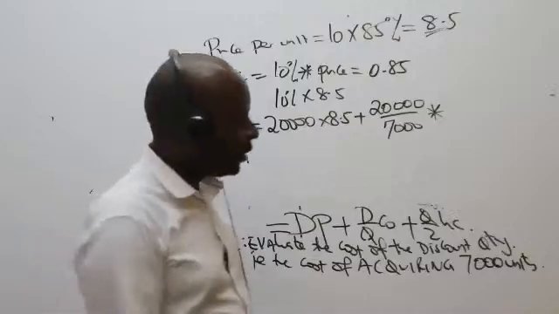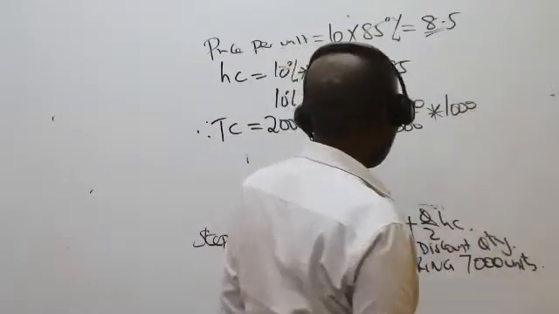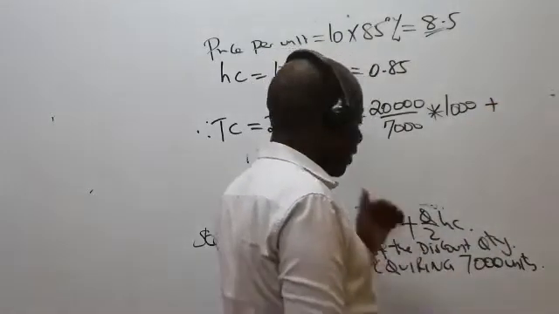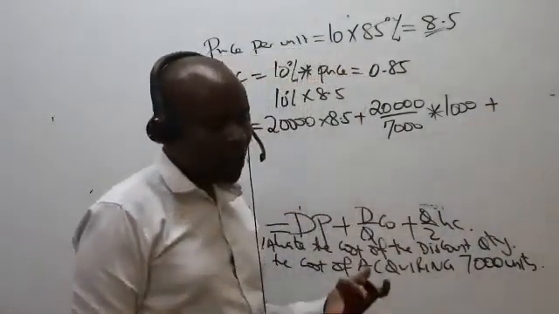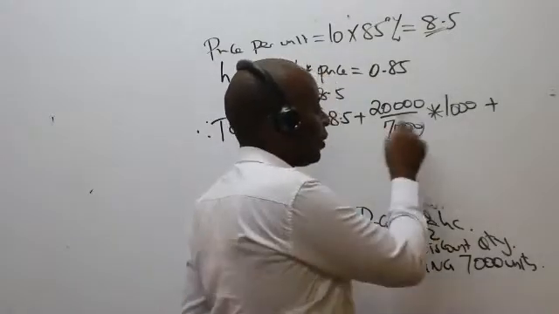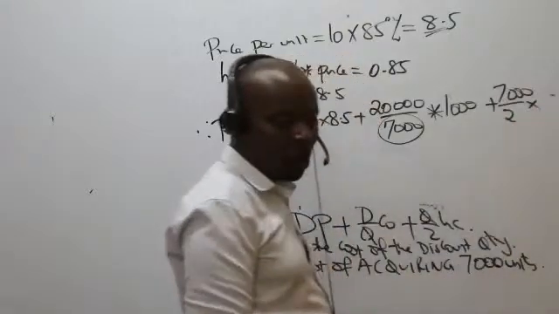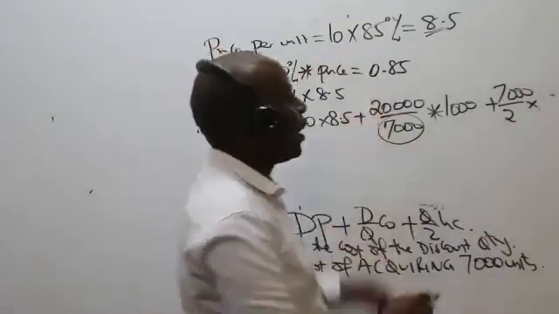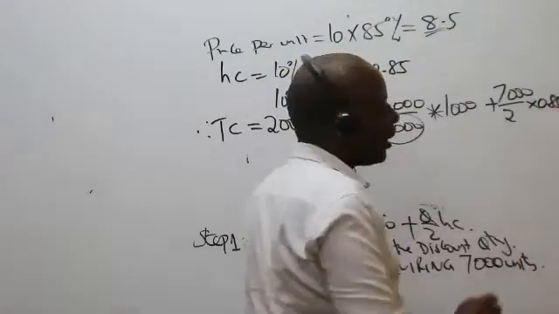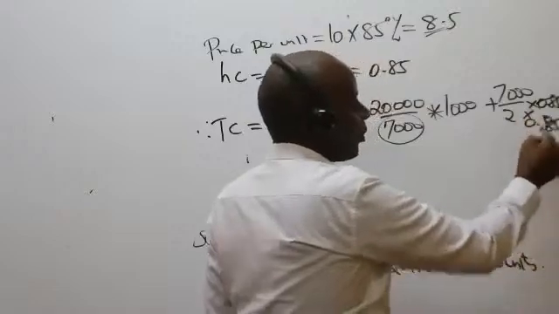Naomi tells me that CO is 1,000 plus Q over 2. So the Q here, what quantity are we acquiring for us to be able to get that icebreaker in form of a discount? It is this 7,000 over 2 times our holding cost. Our holding cost is given here, which is 0.85. So times 0.85.